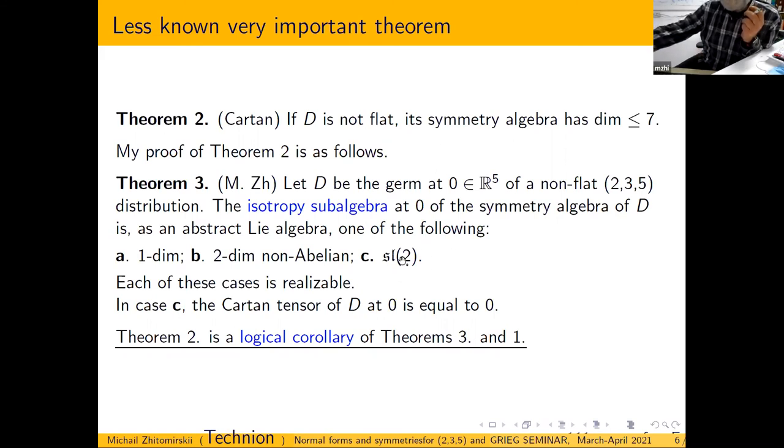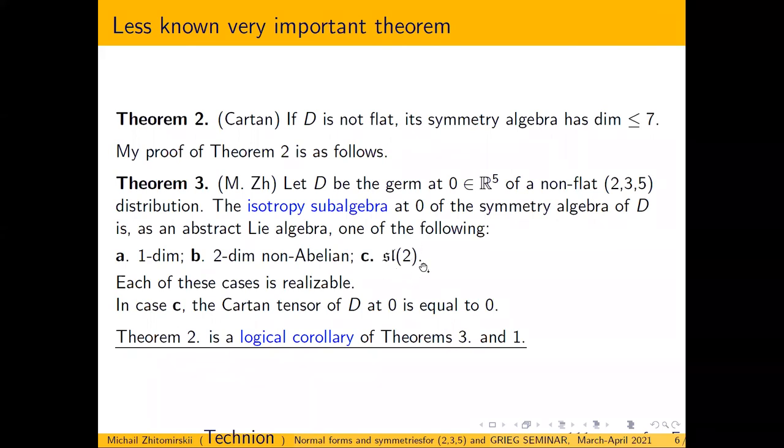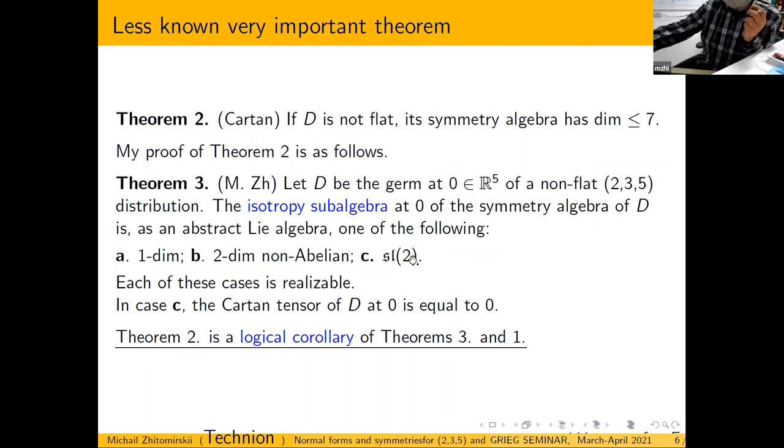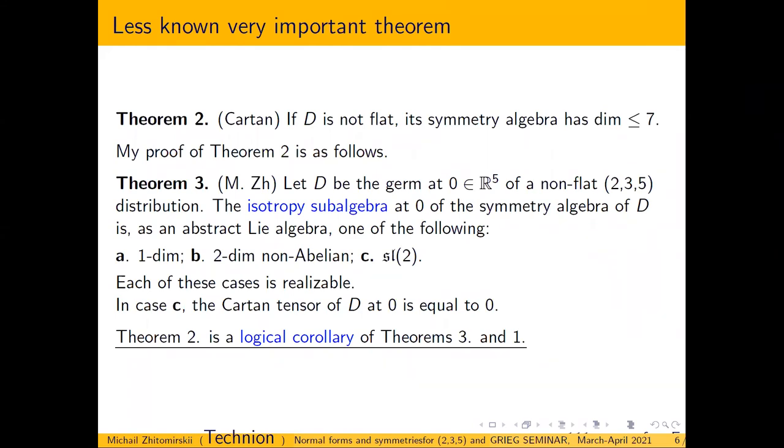Well, I don't remember over R. Okay. I have it over R, but over C, the answer is the following. In this example with the SL2 as isotropy at the origin, we have, as a generic point near the origin, a six-dimensional symmetry algebra SL2 plus SL2, direct sum, with Cartan tensor u1 squared, u2 squared. So the double root, two pairs of double roots.